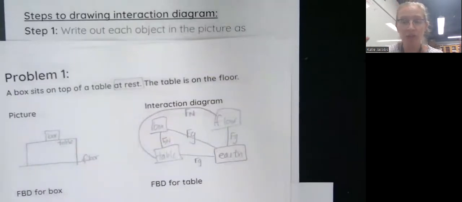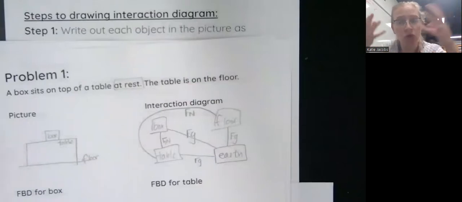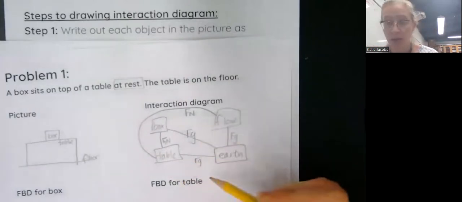That's it. There's no friction in this case because nothing's moving and nothing's trying to move yet, staying in place. Everything is just at rest. There's just gravity and normal forces.